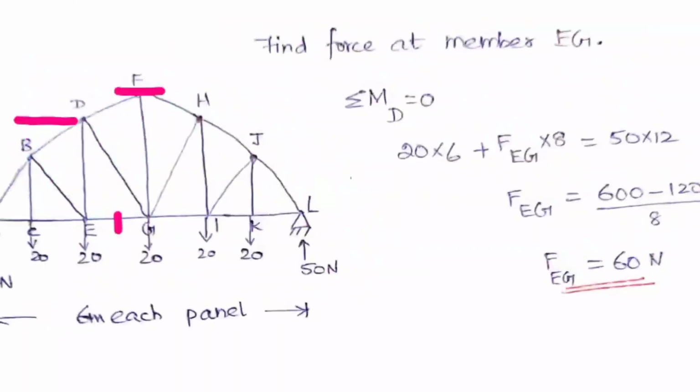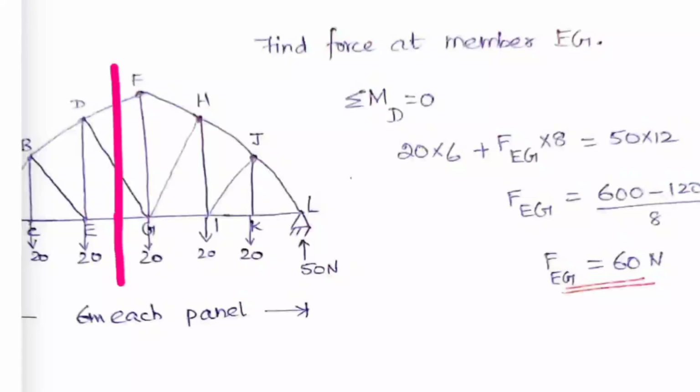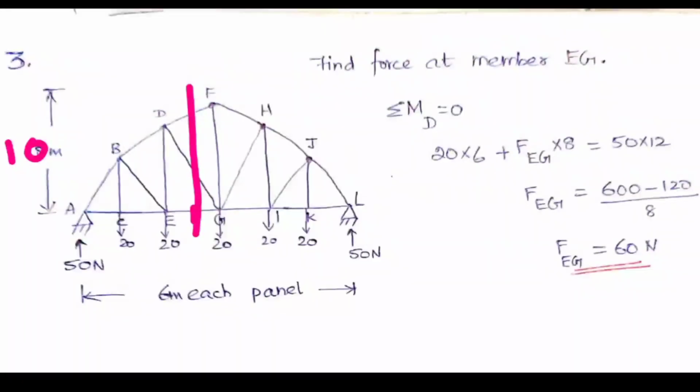Okay, so what you should do is take a section crossing a maximum of 3 unknowns. So I am taking a section here. After that, I am taking the moment at point D. Why am I taking it here? When you take the moment at point D, this unknown and this unknown won't come because both are connecting at the D point. So only the unknown which we need will come into the problem. That is why I am taking this point D.